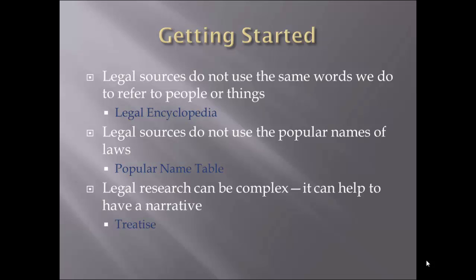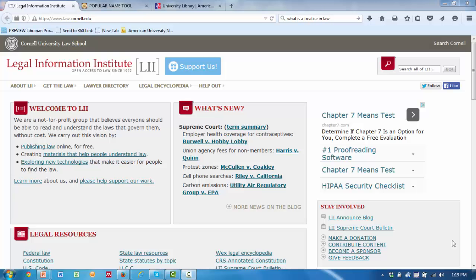And of course, legal research can be complex. It can be very helpful to find a narrative that will explain a point of law rather than to rely solely on the primary sources. One such tool is called a treatise. A legal treatise lays out all of the law in a particular area in a narrative format, but it also cites all the important cases and parts of the U.S. Code that have gone into making that law. We have a really great one on Indian law that I'm going to show you.